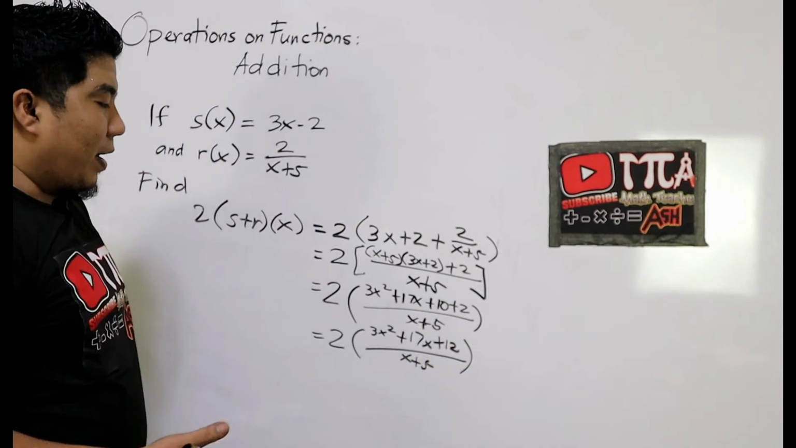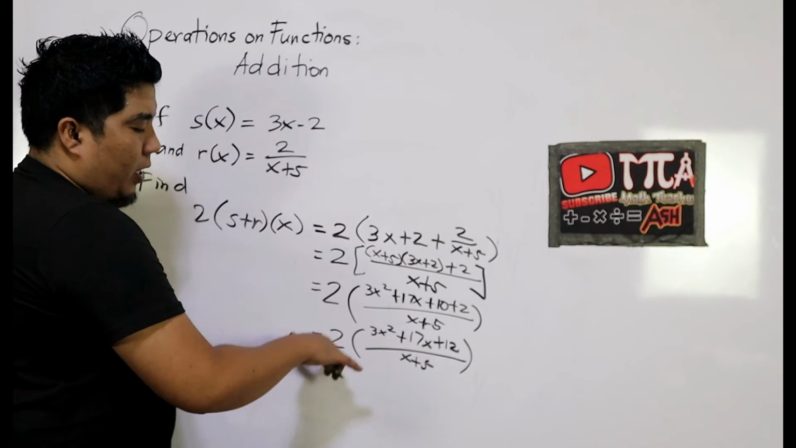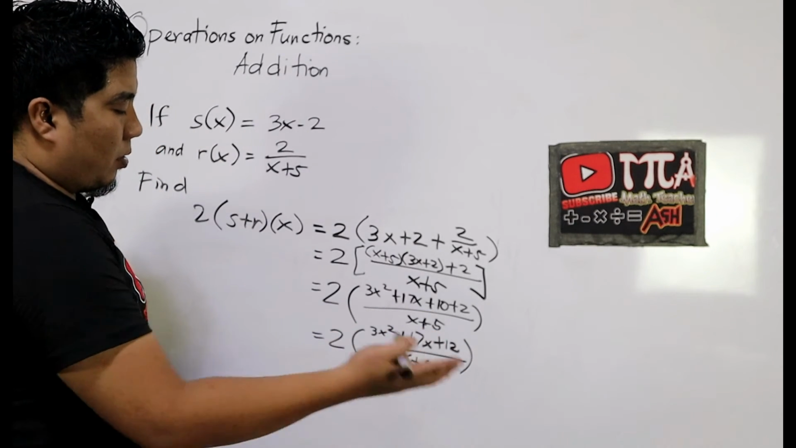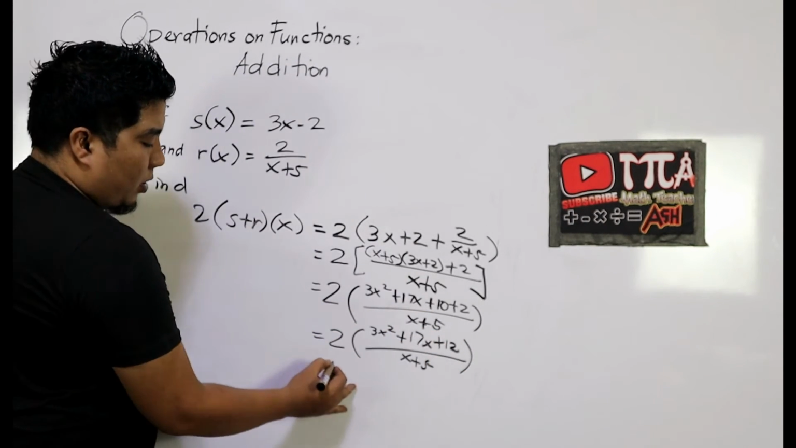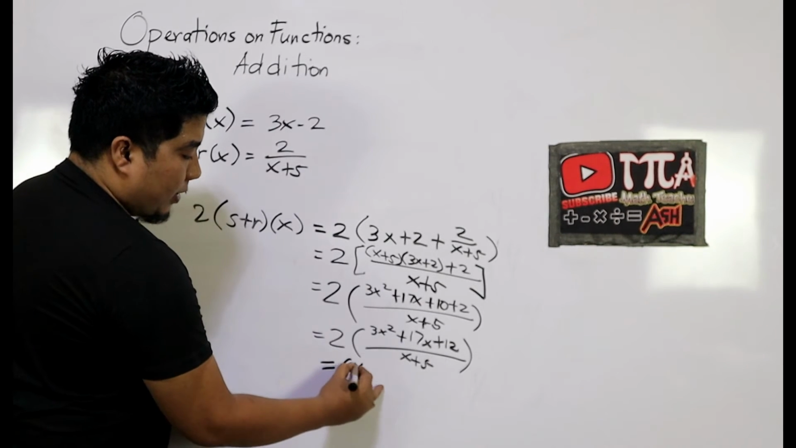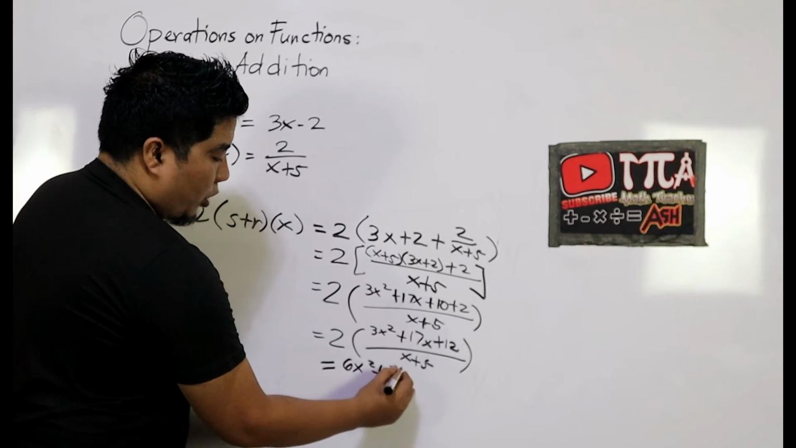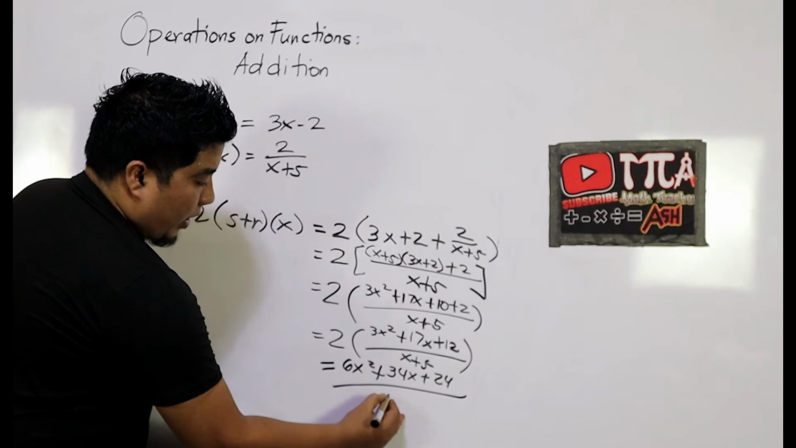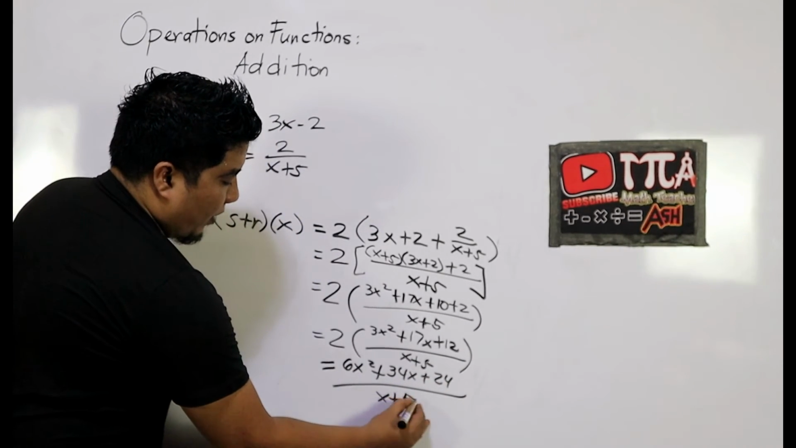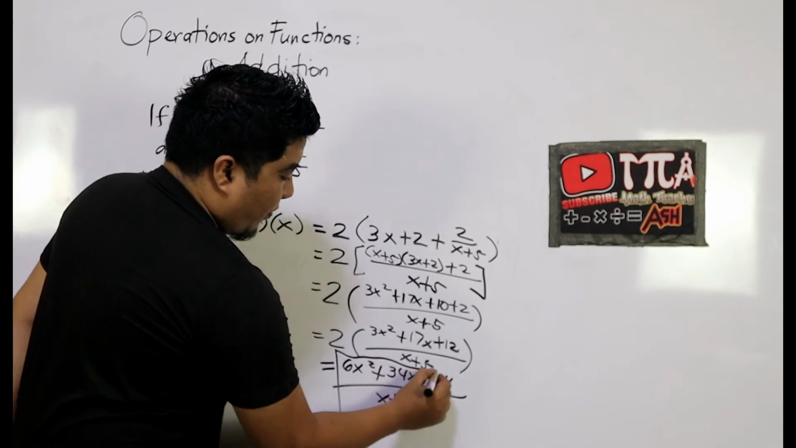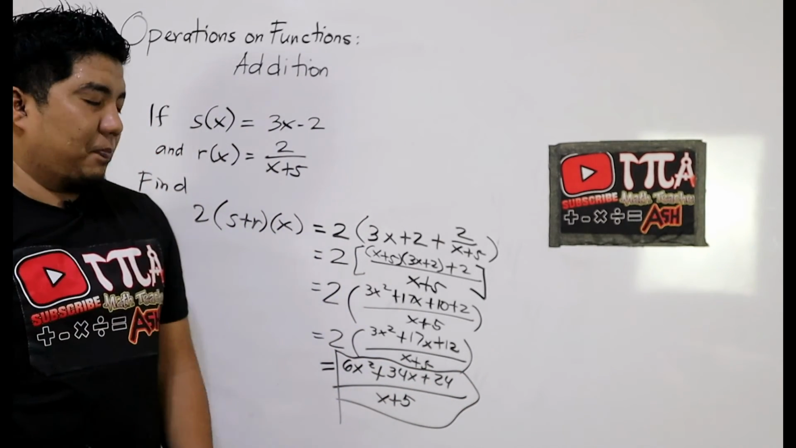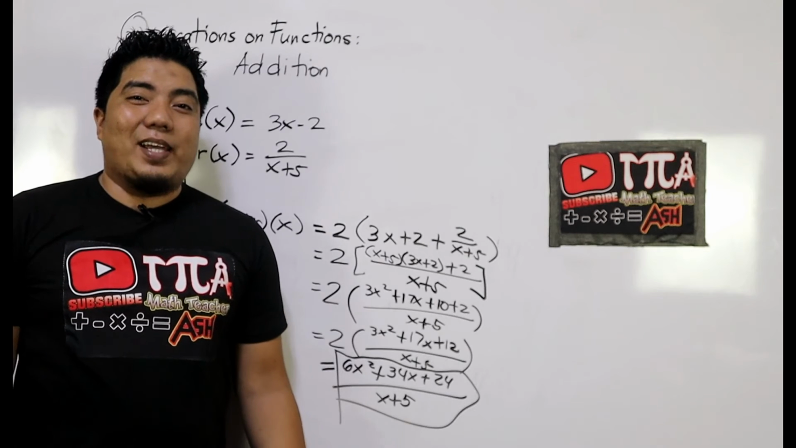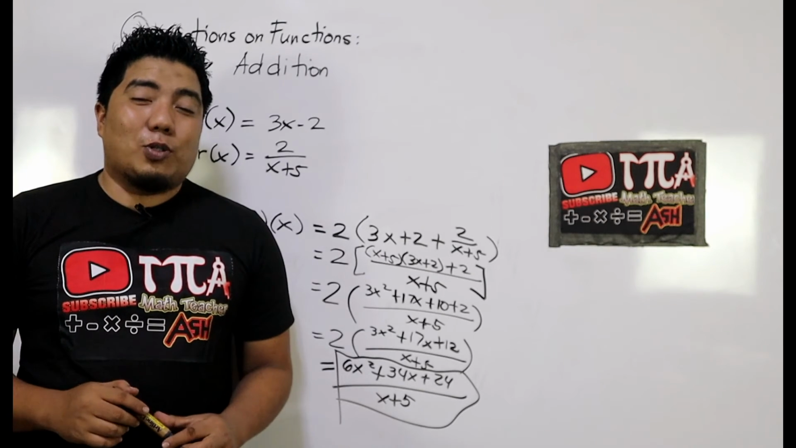Okay. So finally, we will just multiply these two to our numerator. So giving us 6x squared plus 34x plus 24 over x plus 5. And this will be your final answer. Easy, right? So now, let us go to our final set of examples.